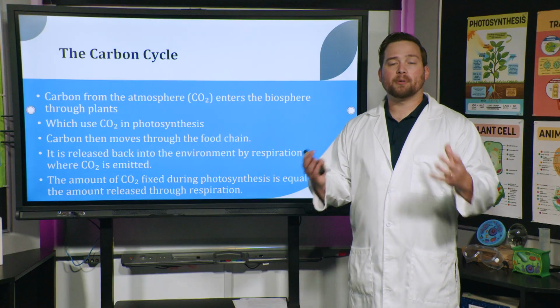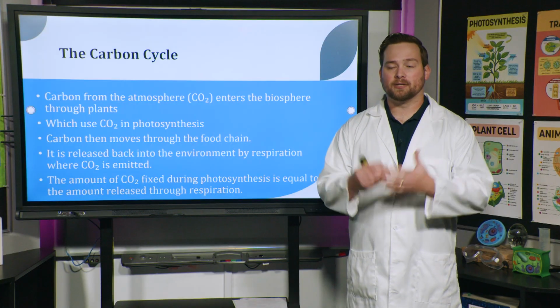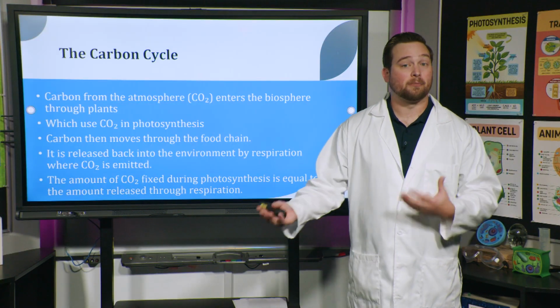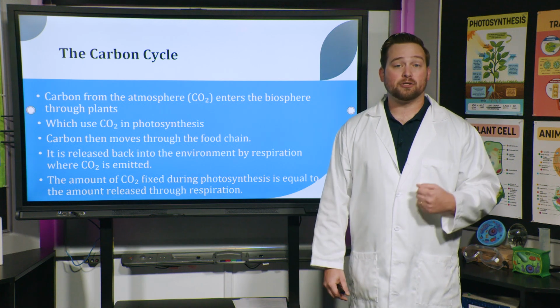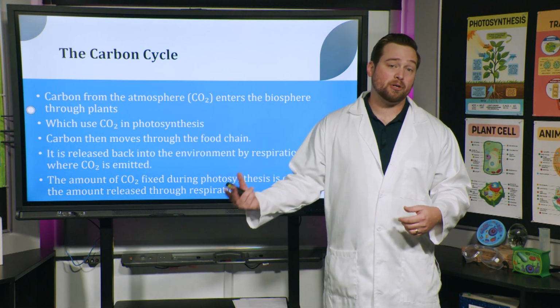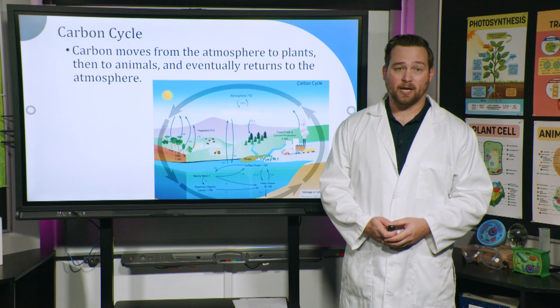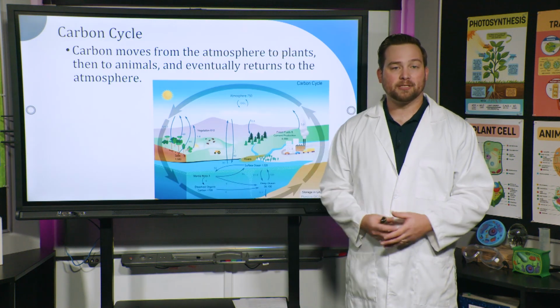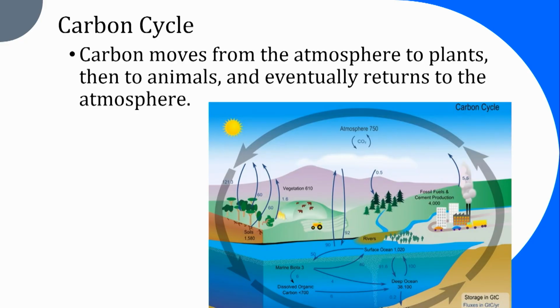Carbon is very important in these different cycles and processes that we've been talking about. It's used in photosynthesis, and it's also produced in cellular respiration. Here's a breakdown of the carbon cycle. Carbon moves from the atmosphere to plants, then to animals, and eventually returns to the atmosphere. You can see how it looks like a circle. So this is a cycle.